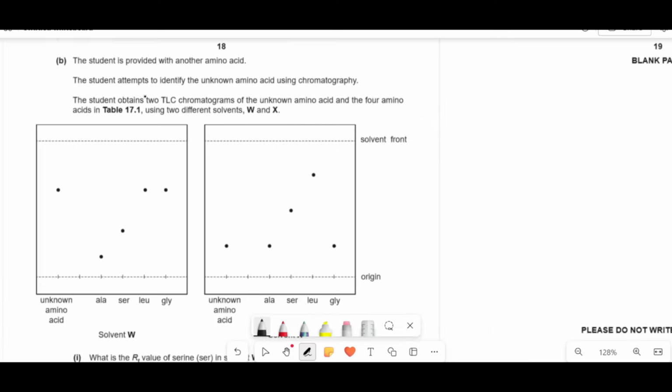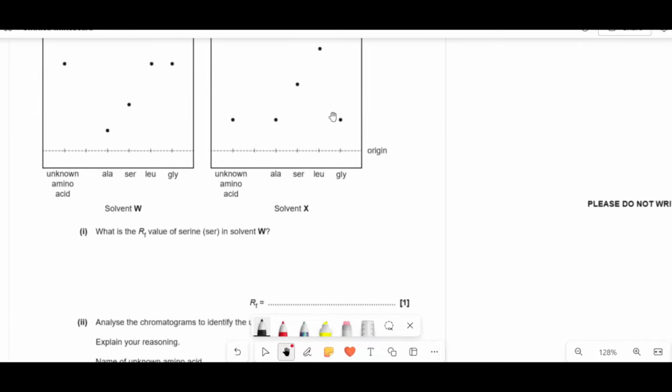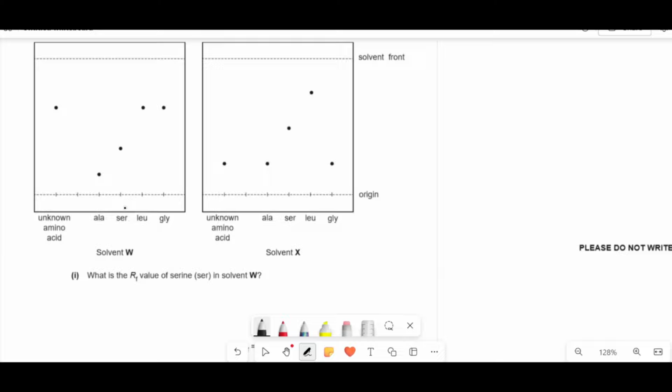So students are provided with another amino acid, and they attempt to identify this unknown amino acid using chromatography. They get 2 TLC chromatograms of the unknown amino acid and the 4 amino acids in this table, using 2 different solvents, W and X. So what's the RF value of the serine one in W? If we have a look at W, that's that, right?